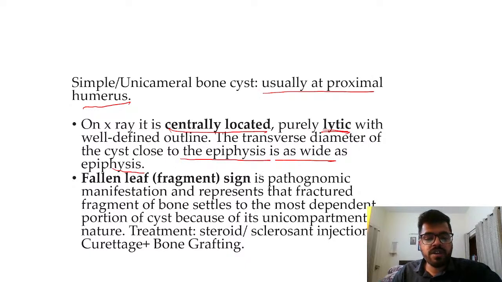Fallen leaf or fallen fragment sign is a pathognomonic manifestation, as we have already discussed. It represents that the fractured bone settles to the most dependent portion of the cyst. Hence, it means that the cyst is unicompartmental, that is, it is a simple cyst. It doesn't have any septae. Treatment we have discussed: it is steroid and sclerosing injection, or maybe curettage with or without bone grafting to fill the gap.